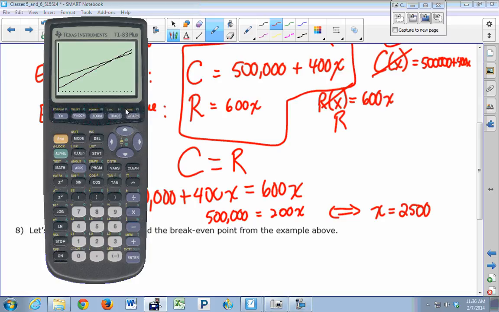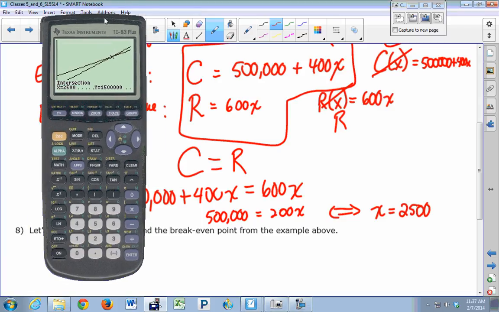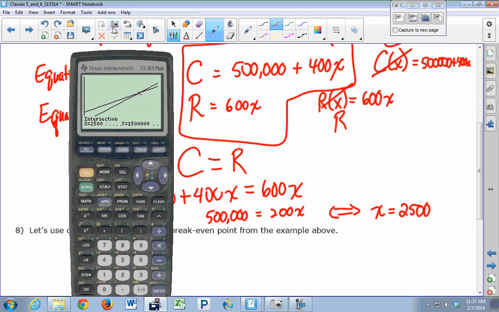Now, do you remember how you get the intersection point? Do you remember where you go? Second trace, which is your calc button. You say enter. I want to intersect. And this is the cool part. Enter, enter, enter. Boom, boom, boom. And there's your answer. For 2,500 wheelchairs, this is how much money I'm going to make. Okay? So that's how you could use your calculator to find the answer.